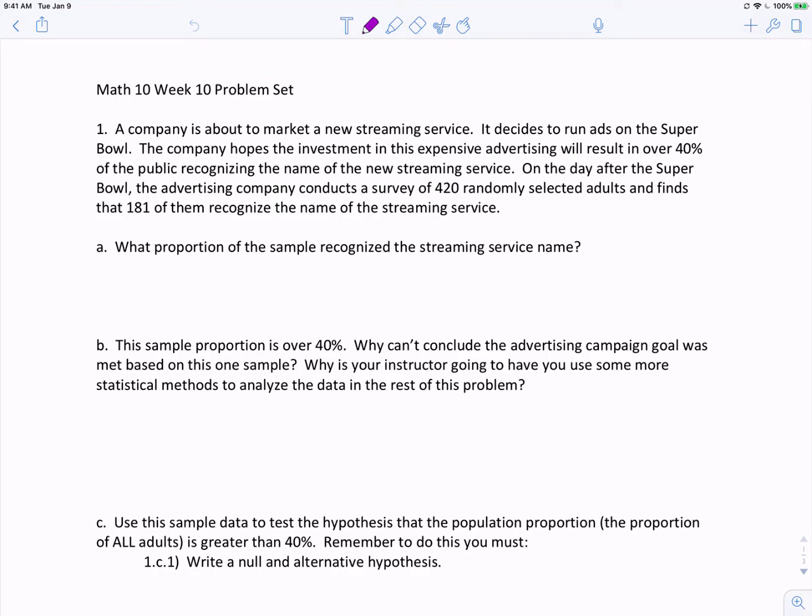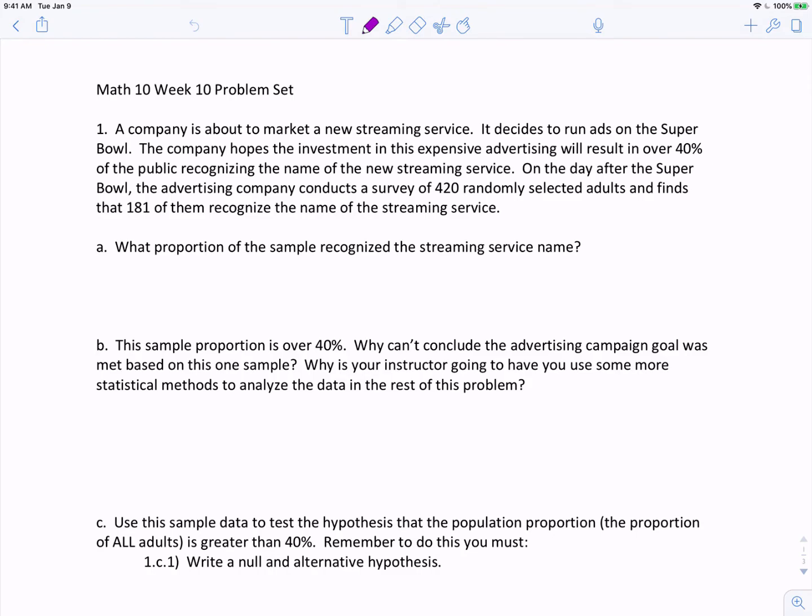Here are the solutions to this week's problem set. A company is about to market a new streaming service. It decides to run ads on the Super Bowl. The company hopes the investment in this expensive advertising will result in over 40% of the public recognizing the name of the new streaming service.